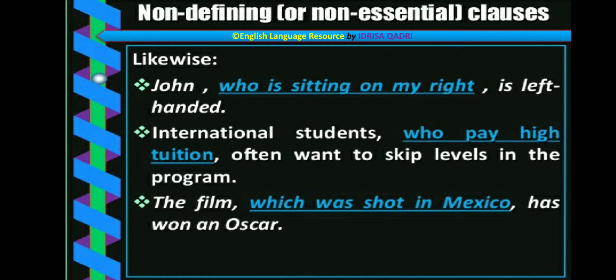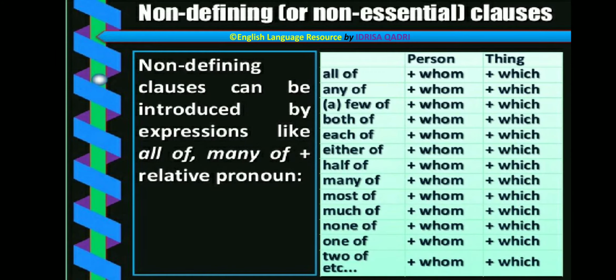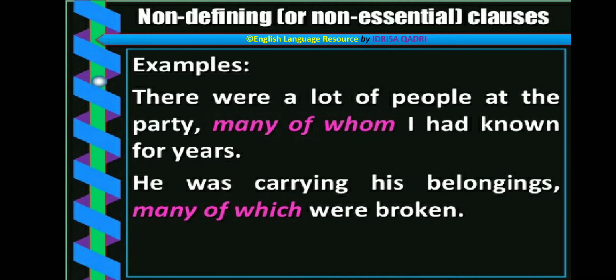Similarly, John, who is staying on my right, is left-handed. And you can see the other examples too. Non-defining clauses can be introduced by expressions like all of, many of, plus relative pronoun. Here is the list given. Examples are, there were a lot of people at the party, many of whom I had known for years. He was carrying his belongings, many of which were broken.